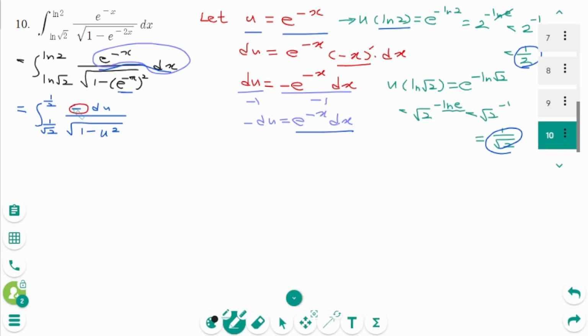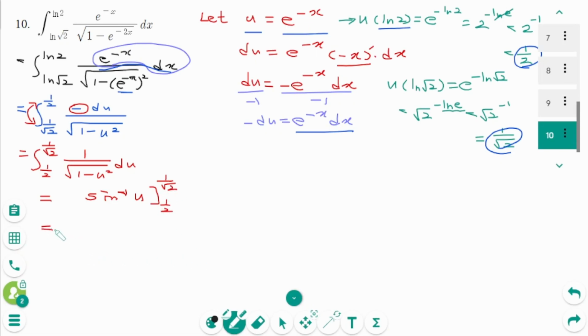Instead of getting rid of the negative sign, we will reorder the limit. So we can rewrite as 1 over 2 is here, 1 over square root of 2 is here. Then 1 over square root of 1 minus u squared, then du. Now use the basic formula. Arc sine of u from 1 over 2 to 1 over square root of 2.